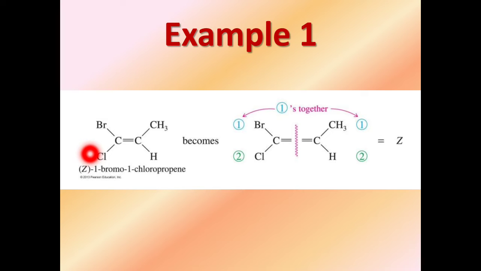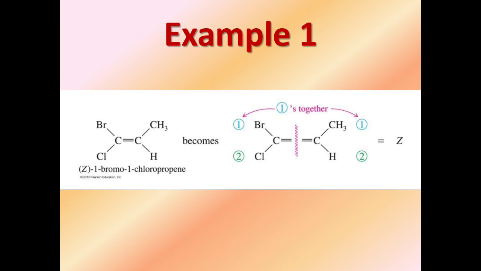Here you can see on one side of the carbon you have bromine and chlorine. We all know that bromine has higher atomic number than chlorine. Accordingly, we number bromine as 1, chlorine as 2. And similarly, methyl and hydrogen, we number methyl as first priority and hydrogen as second priority, as carbon has higher atomic number. Now you can see the higher priority groups are above the reference plane, or we can say on the same side or cis to each other. That's why it is called Z nomenclature or Zusammen.